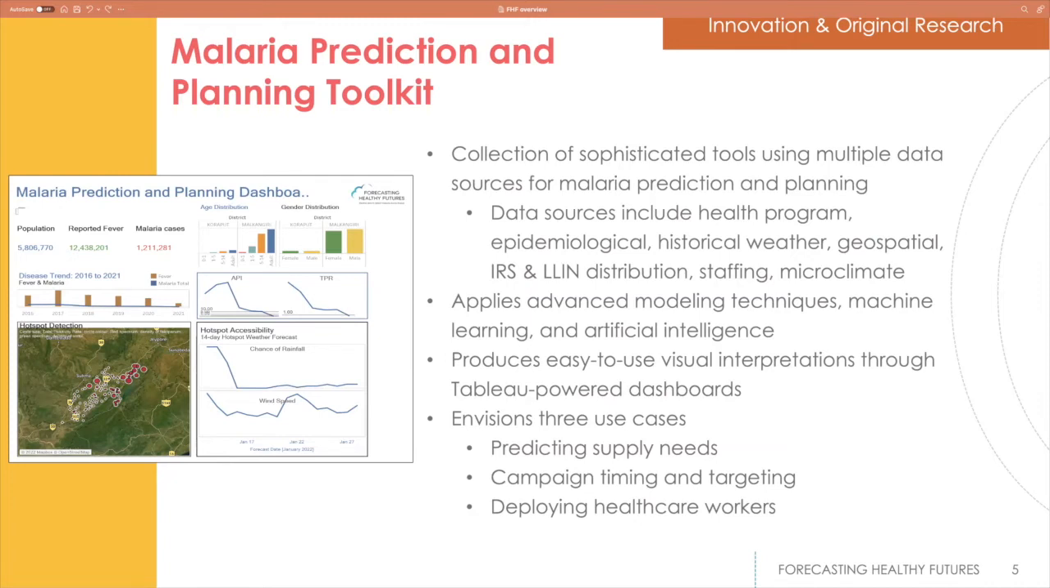We found that different health program, epidemiological, historical, weather, geospatial, and intervention related information can be clubbed together to provide insights that can enable micro level decision making at the hotspots. At the same time, we identified the need of using advanced modeling techniques, machine learning, and artificial intelligence techniques such as computer vision, natural language processing, and long and short-term memory models to provide information related to the stocks or supply chain needs, campaign timing and targeting, and deployment of health workers.